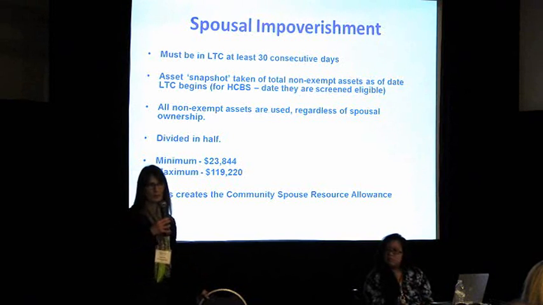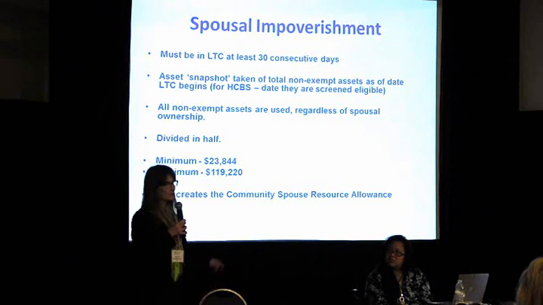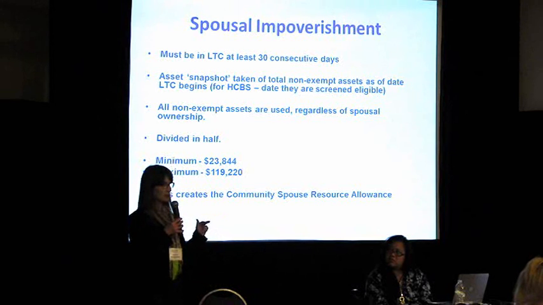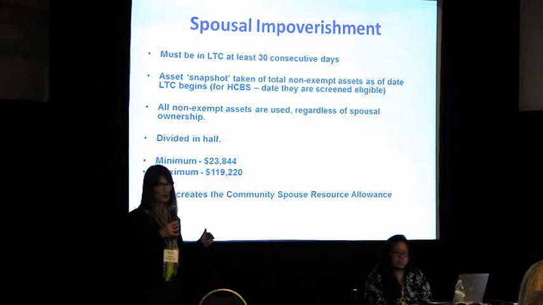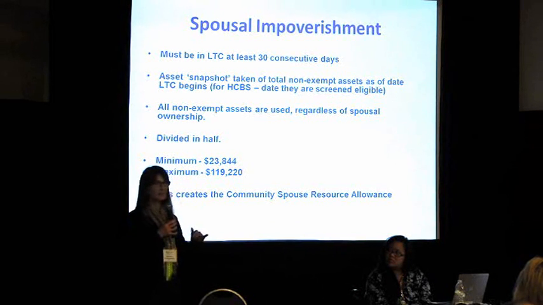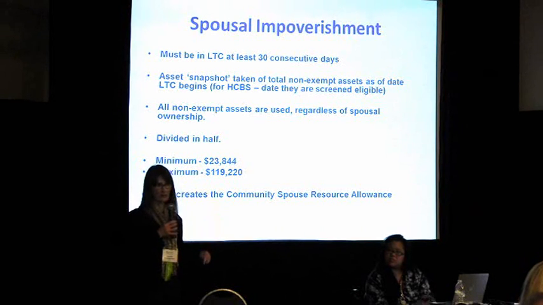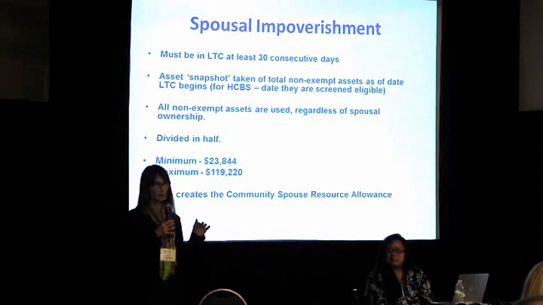So as soon as we have somebody in there for 30 consecutive days, we'll ask them to help us take a snapshot of the assets that they owned on the date that that actually happened. So whether it's the date that arrangement began, or sometimes when you have somebody who just went to HCBS, and they haven't gone into any kind of institutional stay, that can be the date that they are actually screened eligible for HCBS, and they would have it.